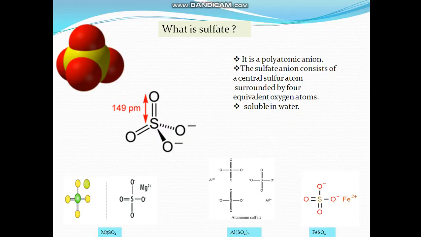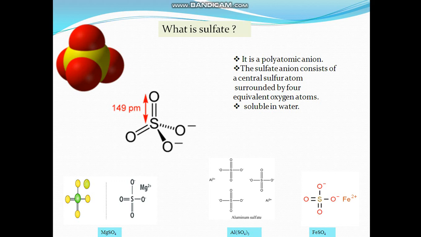Before going to the main content, you should know about sulfate. Sulfate is denoted by SO4 2 minus. It is a polyatomic anion. See this figure, the sulfate anion consists of a central sulfur atom surrounded by 4 equivalent oxygen atoms.